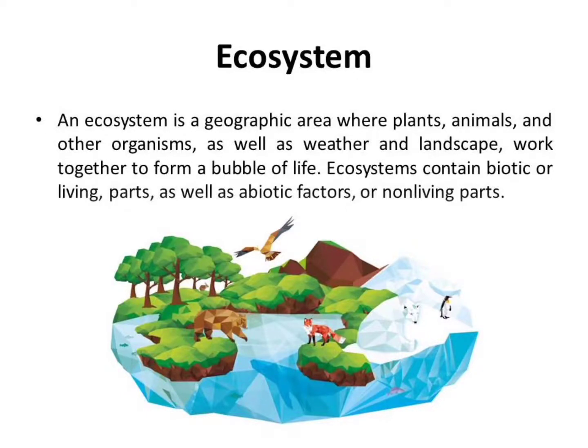Ecosystem. An ecosystem is a geographic area where plants, animals, and other organisms, as well as weather and landscape, work together to form a bubble of life. Ecosystems contain biotic or living parts, as well as abiotic factors, or non-living parts.